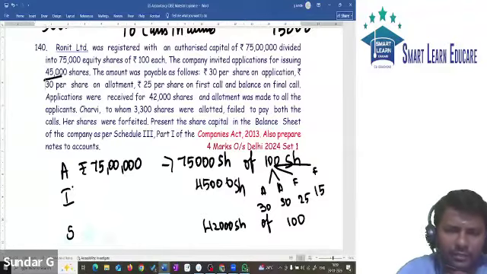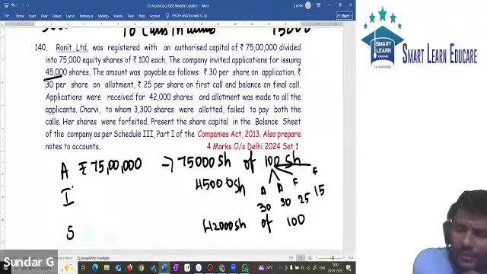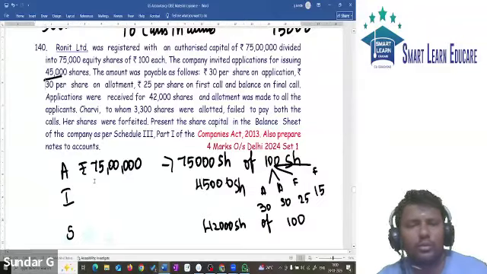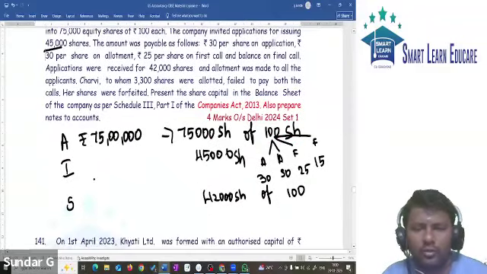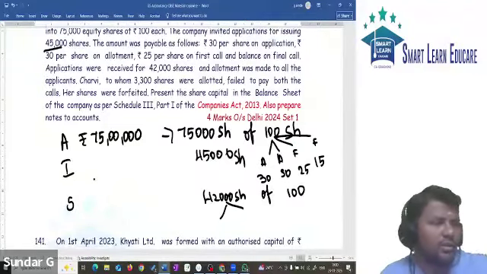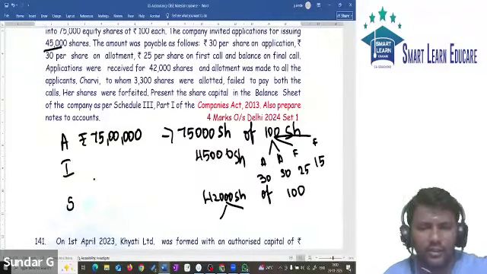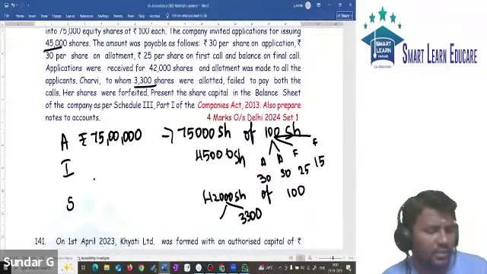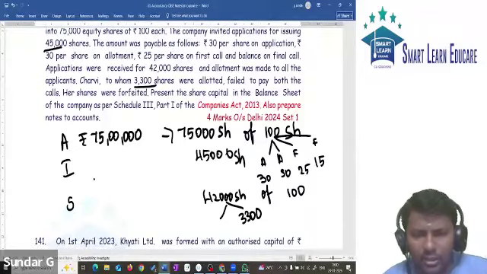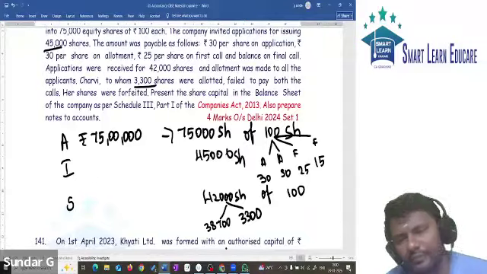In 42,000, who has not paid? In 42,000 we have two classifications. One person holding 3,300 shares, it means this person has not paid the money. In 42,000 subtract 3,300. What is the amount paid by the others? 38,700 is the amount paid.